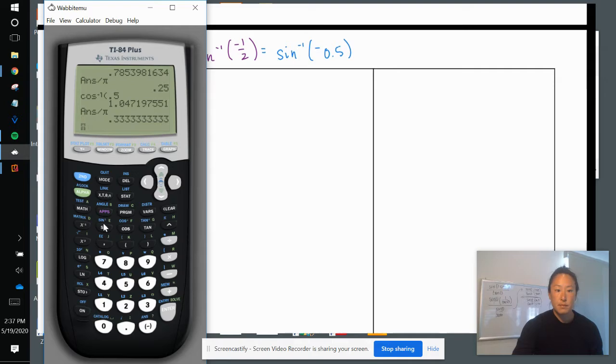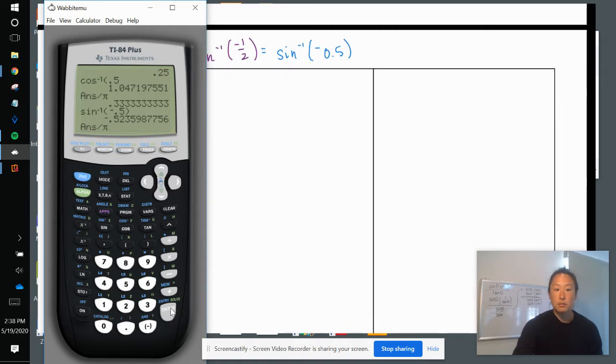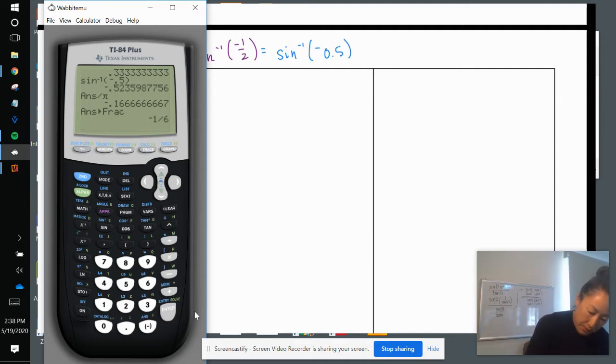Okay. Sine inverse of negative 0.5. I think I'm in radians. So if I'm in radians, I'm going to divide out the pi to give me the fraction. It's 0.1666, so it's negative 1 pi over 6. So the primary value is negative pi over 6, which is in the fourth quadrant, just like we thought.